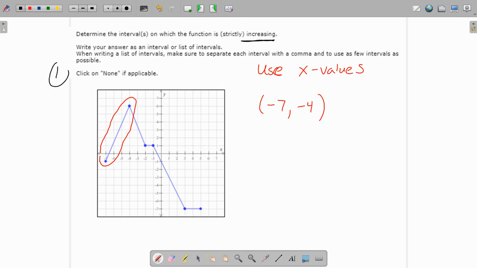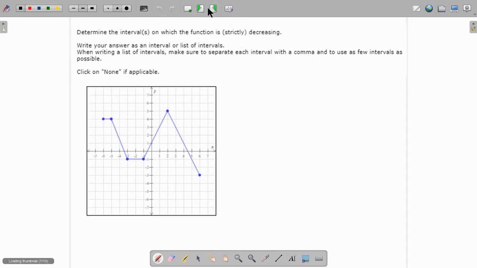So that was number 1. Let's take a look at number 2. Okay. Strictly decreasing. If you want to pause it and try it, go ahead. I'm about to continue on with this problem. So where are we decreasing? So looking left to right, where are we going down? Well, it looks like right here, and it looks like right here. And if you use more than one interval, put a comma in between.